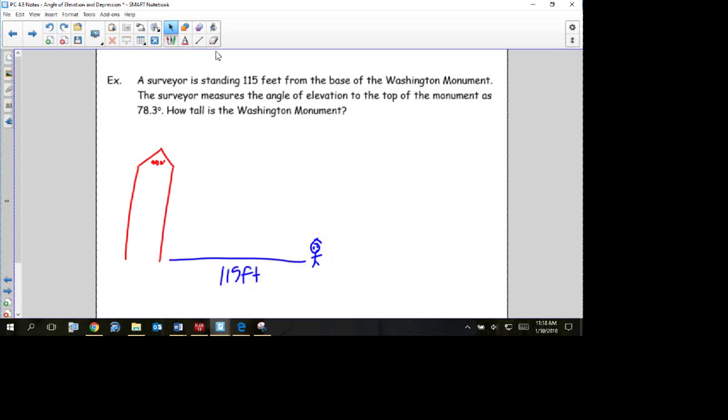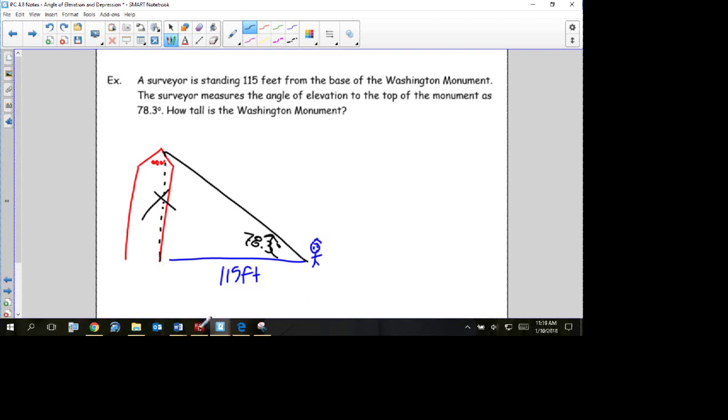The angle of elevation is 78.3 degrees. So we find a horizontal, which happens to be the ground, and we elevate up. That's where my 78.3 degrees goes. With that little piece of information, we can find how tall the monument is.